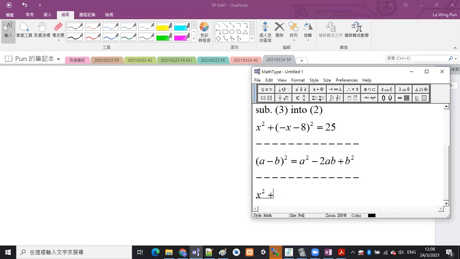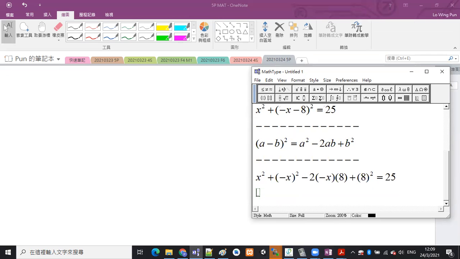And then when I use this identity, it becomes negative x bracket square minus 2 times the A, which is still negative x, and the B is 8, plus B square, that is 8 square. And the right hand side, no change, 25. Can you follow this step? I just use this identity to expand this bracket to be these 3 terms. You follow?